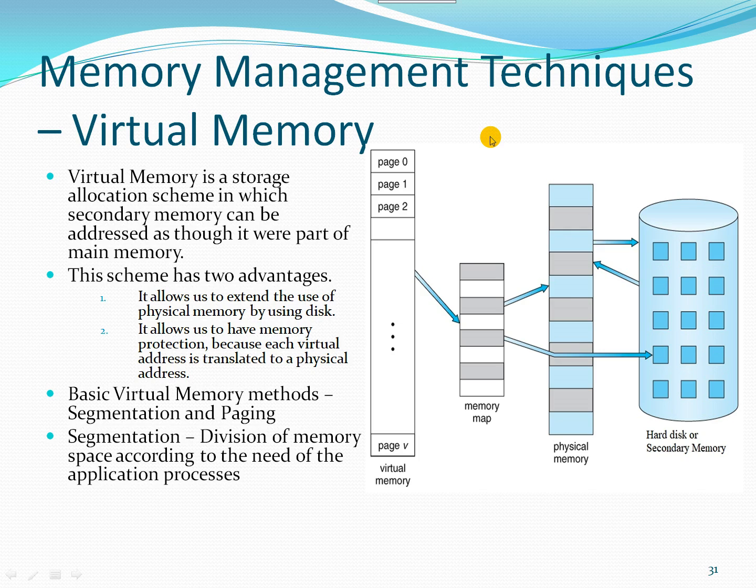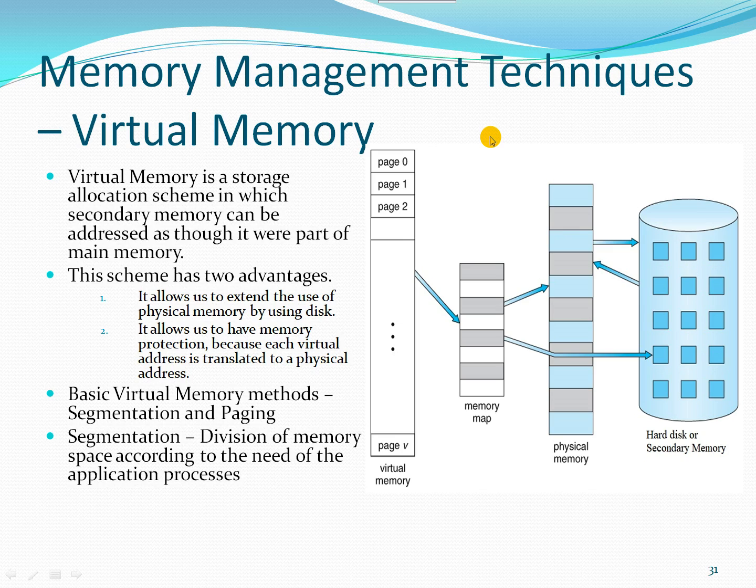This scheme has two advantages. One is that it allows us to extend the use of physical memory by using the disk. The second is that it allows us to have memory protection, so that we may not get corrupted by the processes between the physical memory and the hard disk. It protects our memory, because each virtual address is translated into a physical address, so that we do not get any corrupted file in between our processing of the data.